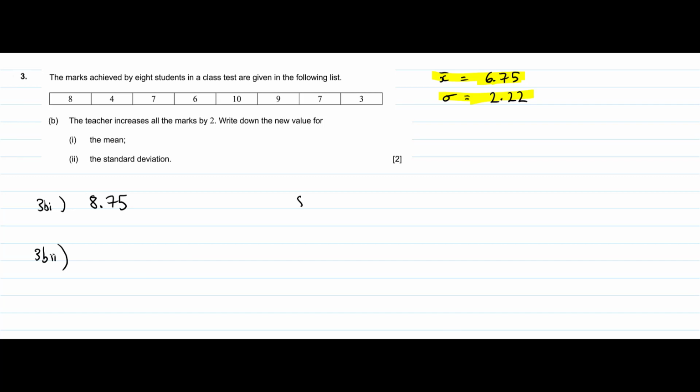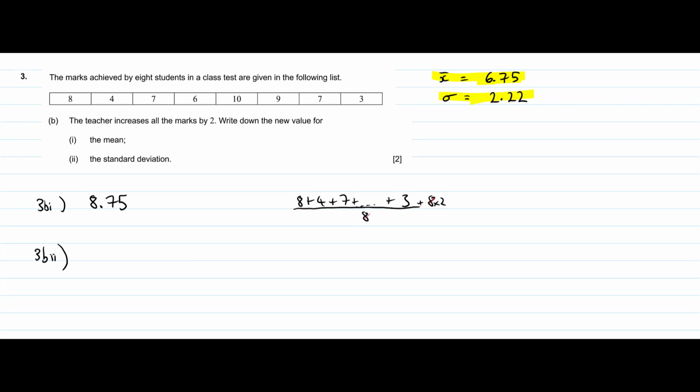So an easy way to think about that is, well, if we were working out the mean of this data set, we'd have 8 plus 4 plus 7, etc., up to plus 3. Then we divide that by 8, since we've got 8 data points. If we increased each of those numbers by 2, we'd have to add on 8 times 2, but we've still only got 8 data points, so we divide by 8 still.